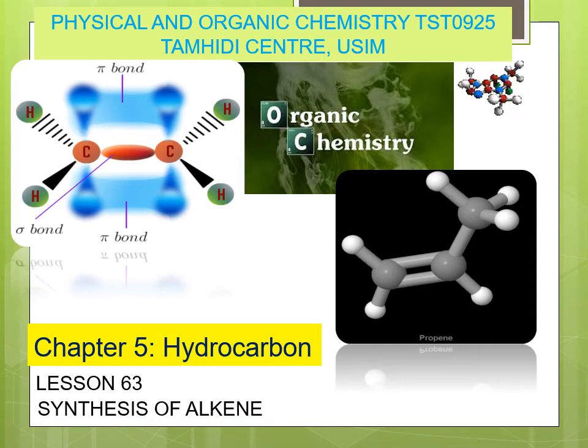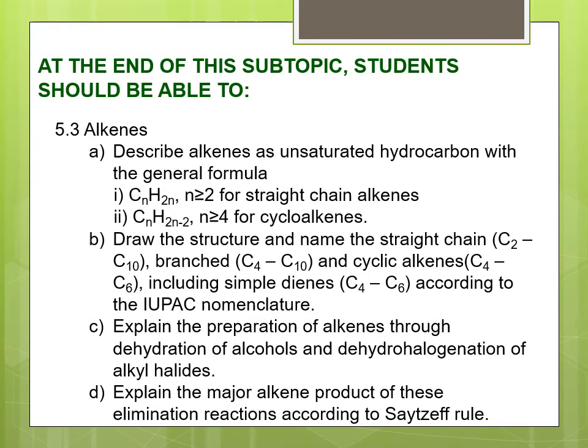Let's continue with lesson 63, Synthesis of Alkene. Today, we are going to draw the structures of alkenes and how to prepare them from dehydration of alcohols and dehydrohalogenation of alkyl halides. Then, we have to explain that the major alkene produced is according to the Zaitsev rule.